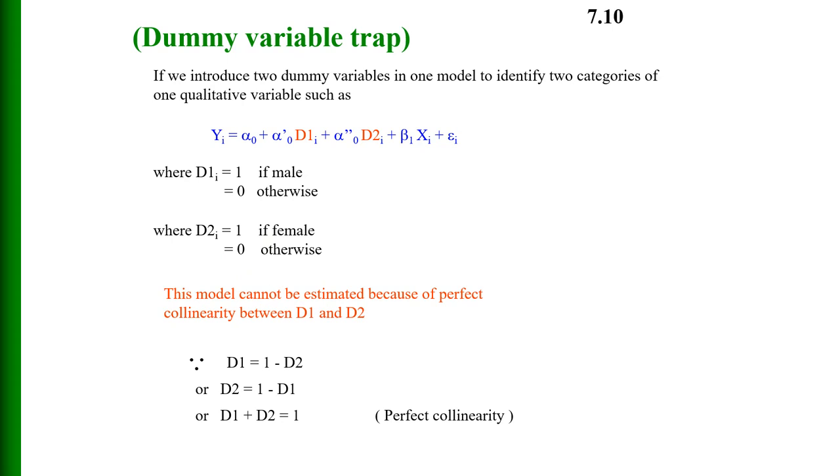Therefore, because d1 is equal to 1 minus d2, or d2 is equal to 1 minus d1, or d1 plus d2 is equal to 1, there is perfect collinearity between these two dummy variables. This problem in econometrics is called the dummy variable trap or multicollinearity trap. In order to avoid this, if there are m categories, we use m minus 1 dummy variables. Otherwise, the model cannot be estimated. So using two dummy variables to identify two different qualitative categories in one model will fall into the trap of perfect multicollinearity, the dummy variable trap.